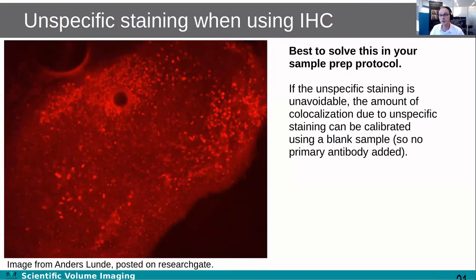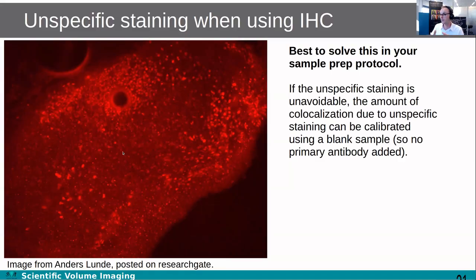Now, lastly, as an honorable mention, I'd like to mention unspecific staining. If you use antibodies and your secondary antibody doesn't uniquely recognize only the primary, but you have unspecific staining, maybe you get an image like this. I borrowed this from the internet from Mr. Anders Lunde, who posted it on ResearchGate. And so this will also lead to a false increase of colocalization, because the unspecific staining is co-localizing probably, and that's not what you want.